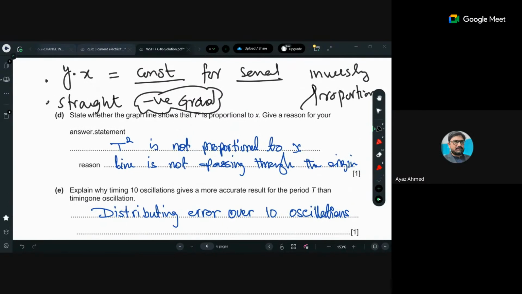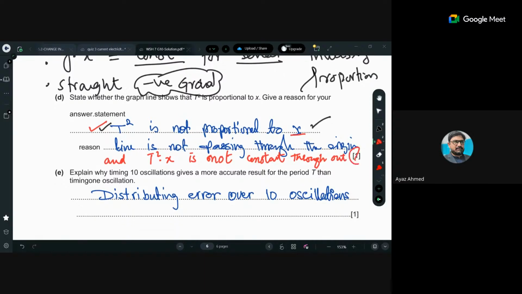This is the time square is not proportional to x, okay? Because if you write only this, you will score nothing. You must write that time square is not proportional to x because the line is not passing through the origin. Okay, and time square into x is not constant throughout. So this can be one more indication. So you can score 1 mark here, but it is better to write according to the proper justification.